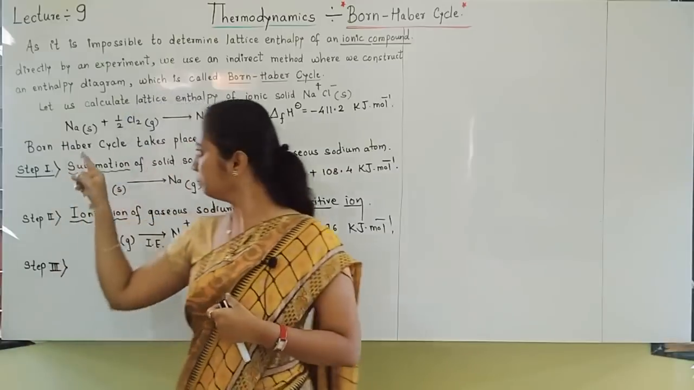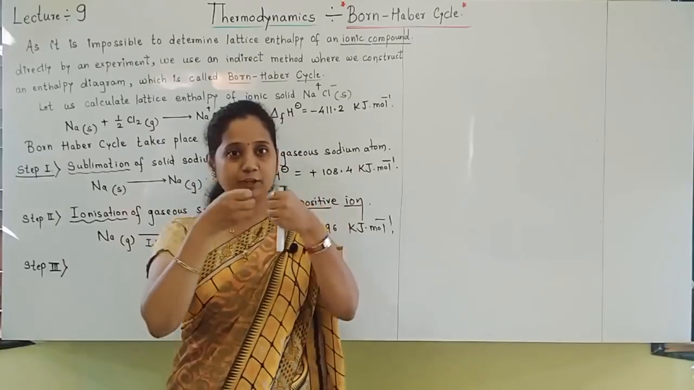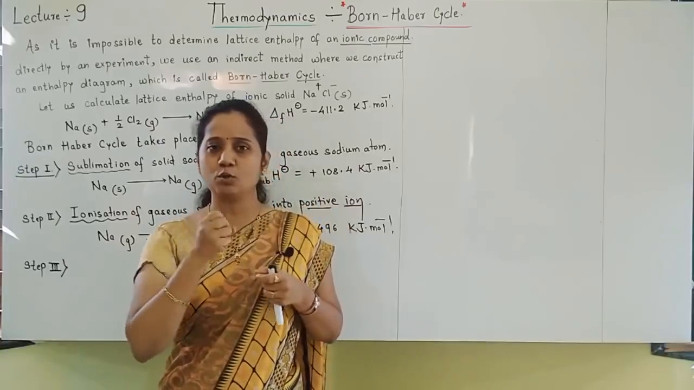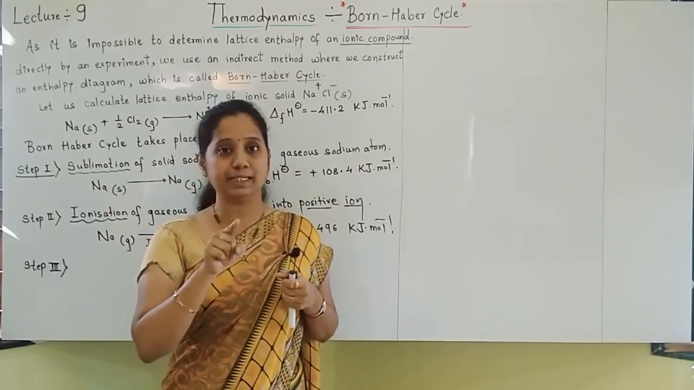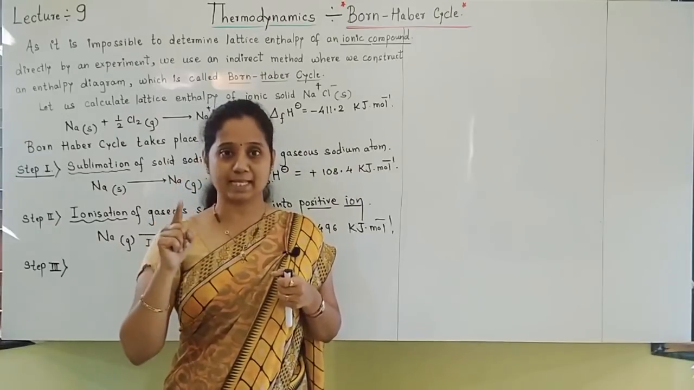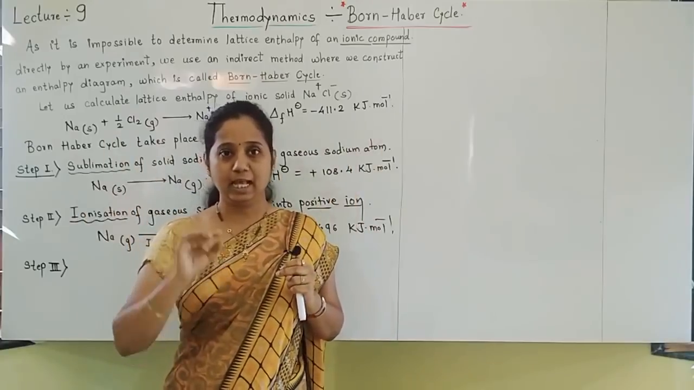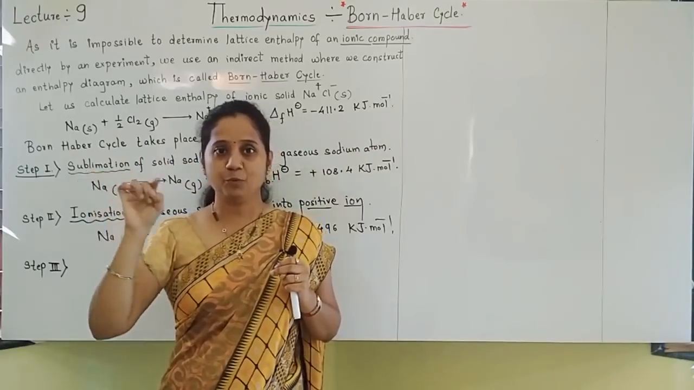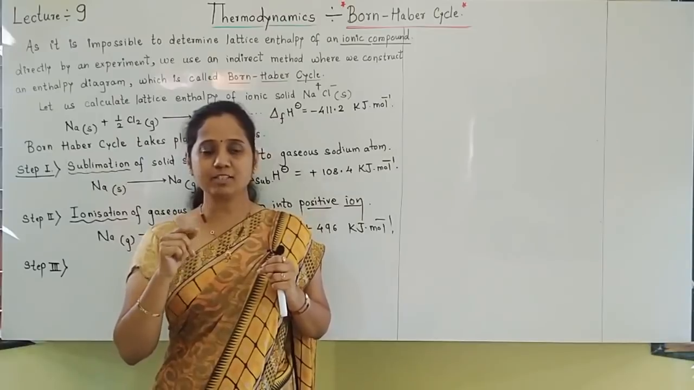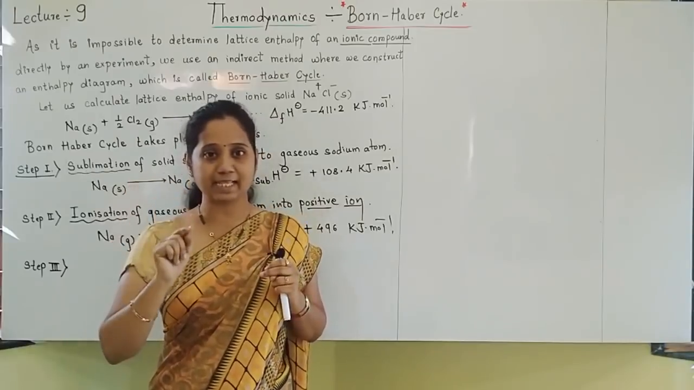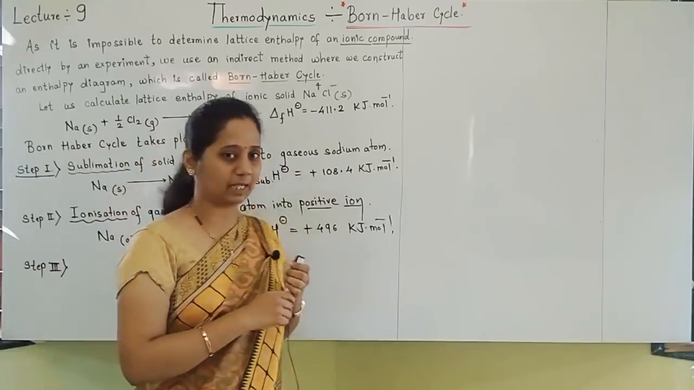We want one sodium, but sodium in solid state has a very compact arrangement. Atoms will be very close to each other. It's not possible to take one atom. So first, sodium solid is converted into sodium gas. In gaseous state, atoms will go far away from each other, and we can isolate, we can separate an atom. So always first the solid phase is converted to gaseous whenever isolation of any atom is required.